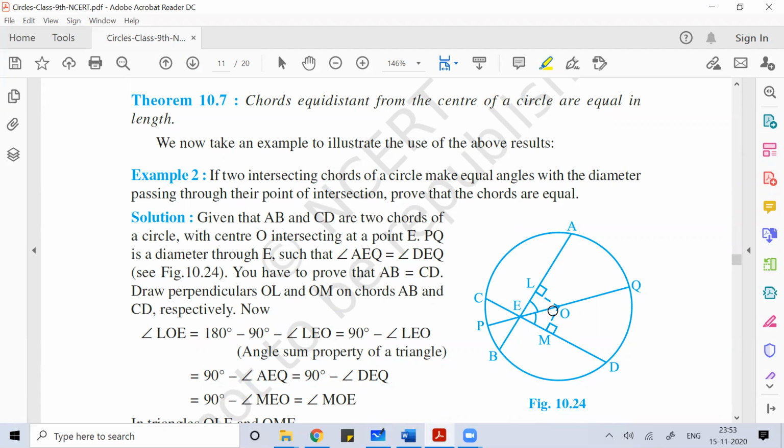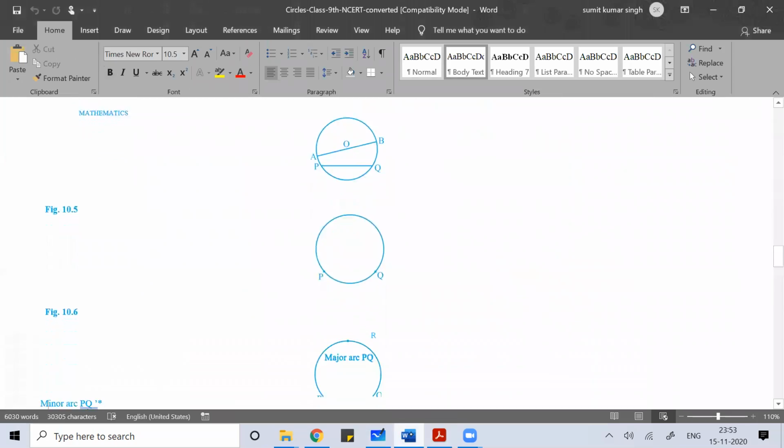So how to prove this? You can see this. What do you do here? One minute. Let me see here. One minute.